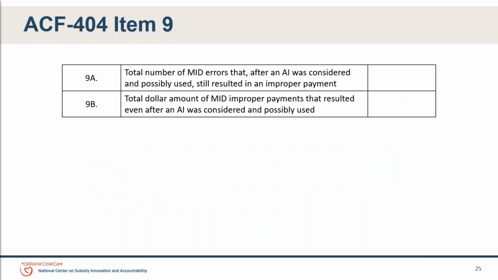Right, moving along to 9A and 9B, these items are actually both auto-calculated, so they're going to be pretty easy for you to do in the OLDC, but just to explain what they are. This is asking for the total number of MID errors that remained because they could not be mitigated. So it really is just what you entered for 7A minus what you entered for 8A. So in our example state, we had 13 potential errors, 5 were mitigated, so that leaves us with 8.